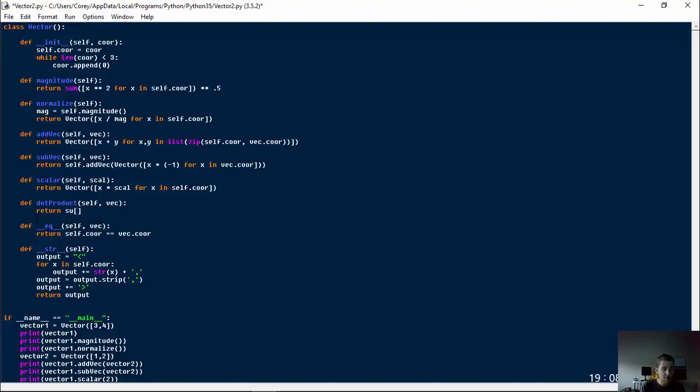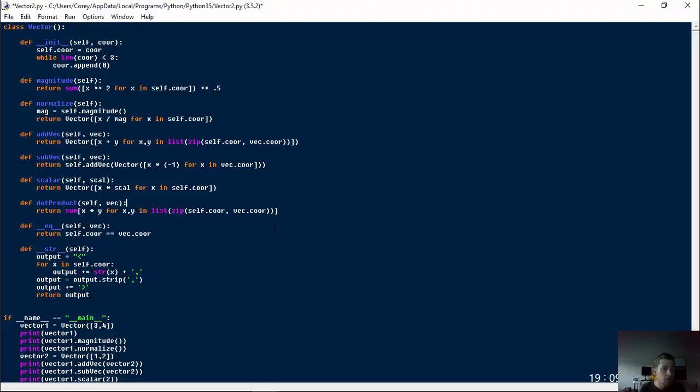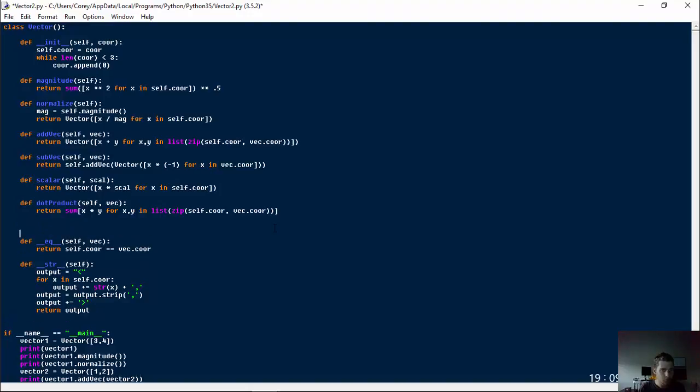So what we could do is go the sum of all the products in there, sum of x times y for x, y in list zip self dot core, and it doesn't matter the order, unlike cross product, which we'll get to in a sec. Self dot core, and then vec dot core. Great. Alright, so that's looking good.